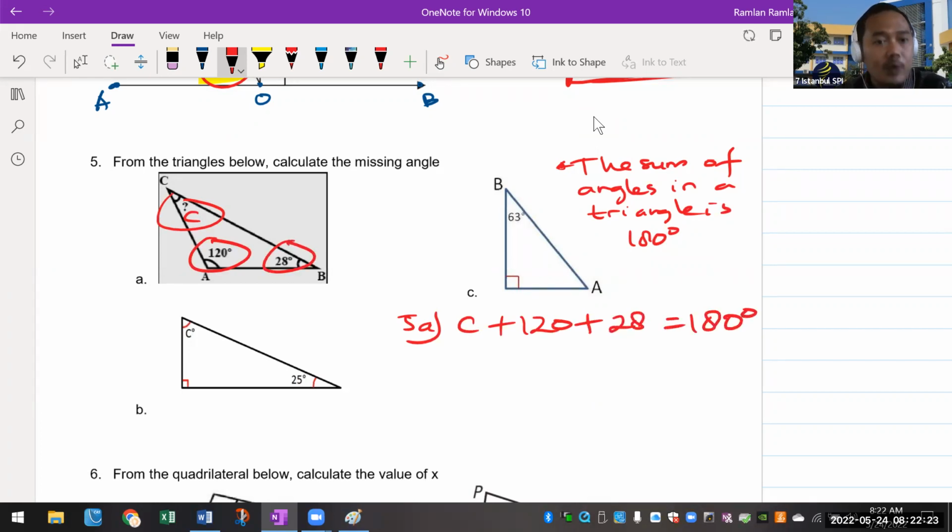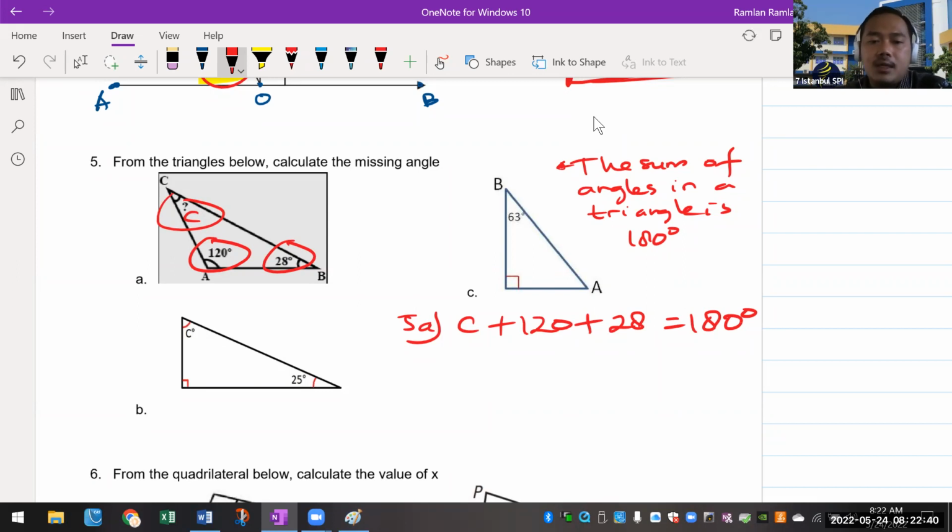Again, because this is a triangle. If we're talking about a quadrilateral, it's not gonna be 180, it will be 360. So make sure that you know the shape first, okay? The two-dimensional figures that you have. Because again, this is a triangle, then the sum of the angles will be 180 degrees.